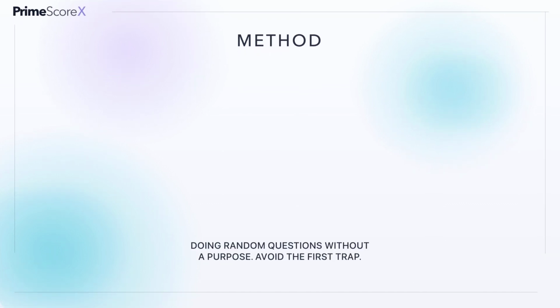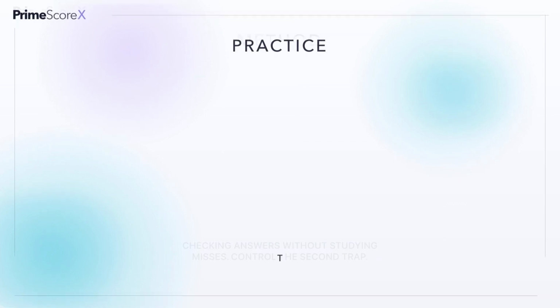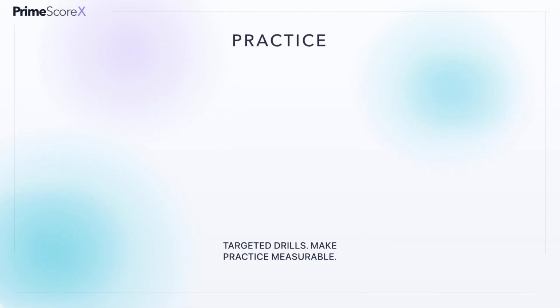The first trap is doing random questions without a purpose. This usually happens when a student moves too quickly, trusts a familiar-looking answer, or skips the instruction line. The fix is to pause long enough to identify the exact task before committing to the response. The second trap is checking answers without studying misses. This trap is dangerous because it feels like effort. You may be reading, calculating, or reviewing, but not in a way that changes the answer. A better move is to define the decision, make the best supported choice, and protect the rest of the section.